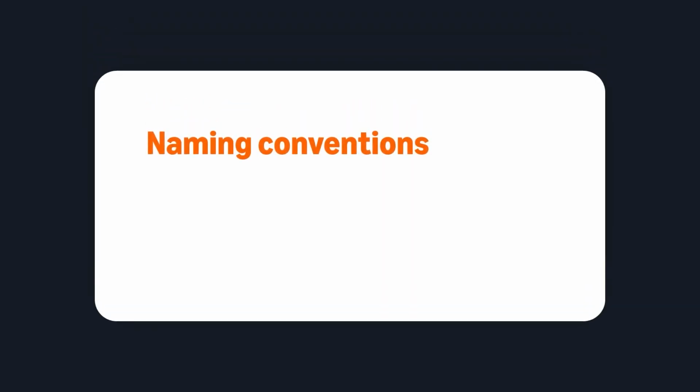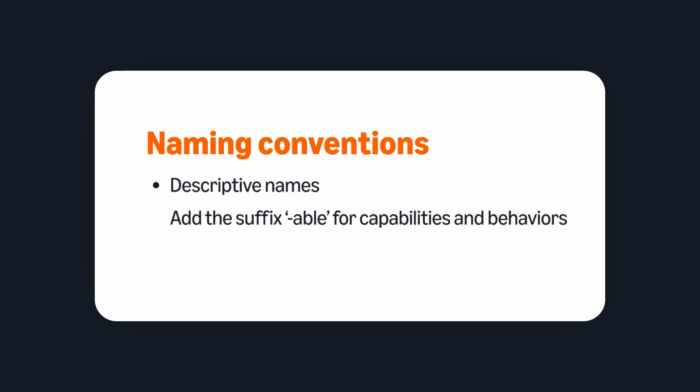It's all about Java's naming conventions. Using descriptive names and adding the suffix able when representing a capability or behavior is recommended. This helps make your code more understandable to other programmers who also use Java naming conventions. Here's something else to remember about interfaces.